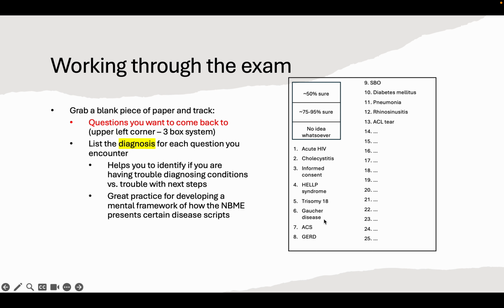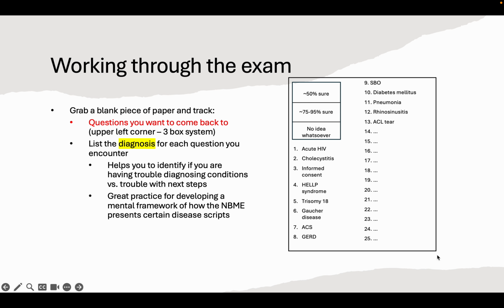Did I get the right diagnosis? And that helps you to assess, for the questions you got wrong, was the problem that you didn't know what the diagnosis was, or was the problem that you knew the diagnosis, but you just didn't know the right treatment? So that helps you to direct your studying a little bit more effectively, okay? So this is kind of how I work through the exam. So you're filling out this paper as you go through the exam.